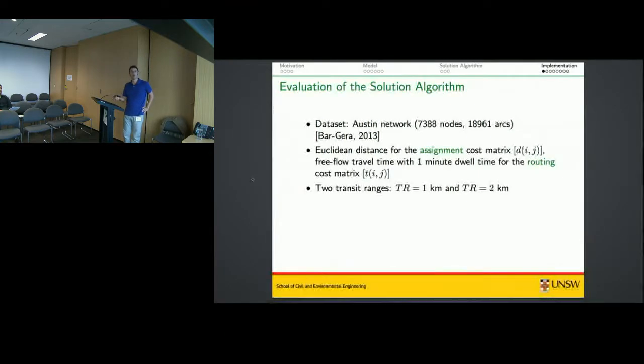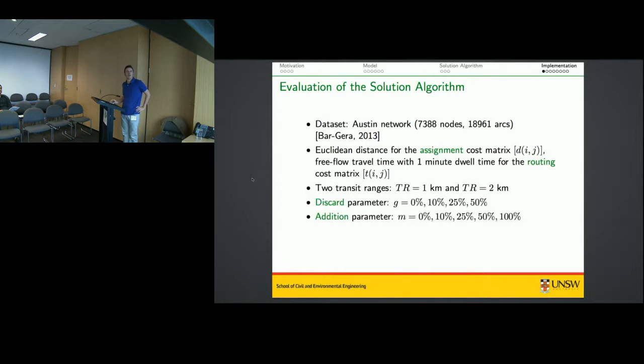So the multi-route is a natural extension, but for this work, we focused on a single one. We looked at two sets of values. The discard parameter, we allow it to discard from 0 to 50, and the addition, we go from 0 to 100, so we double the number of stations. As some information, the initial number of connected components with a TR equal to 1 is 1600, and with TR equal to 2, it's divided by 4 almost. That was interesting for us because we really wanted to see the sensitivity of the algorithm with regard to the transit range.